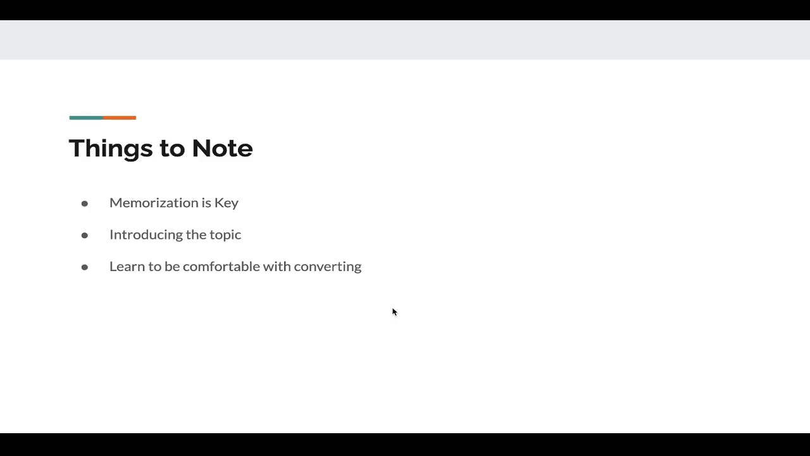Now, things to note. You will need to memorize units of conversion for chemistry, as a lot of chemistry classes expect you to memorize units to solve these problems. Now, this is just the introduction. There are more complex things in chemistry which you will need to know dimensional analysis for. Now, this is just a beginning, so you can be more comfortable, and a good way to do that will be through practice problems.